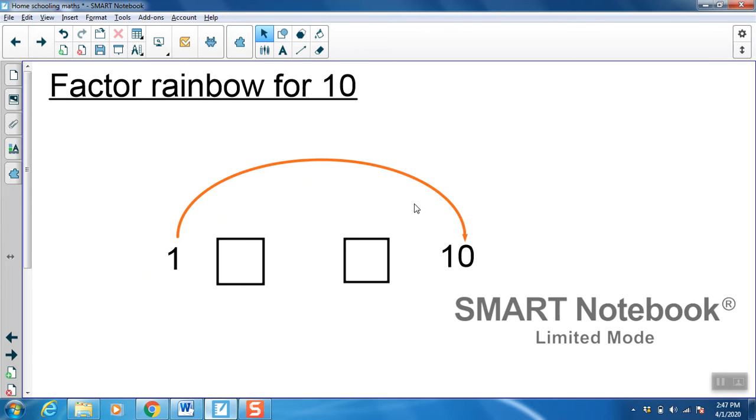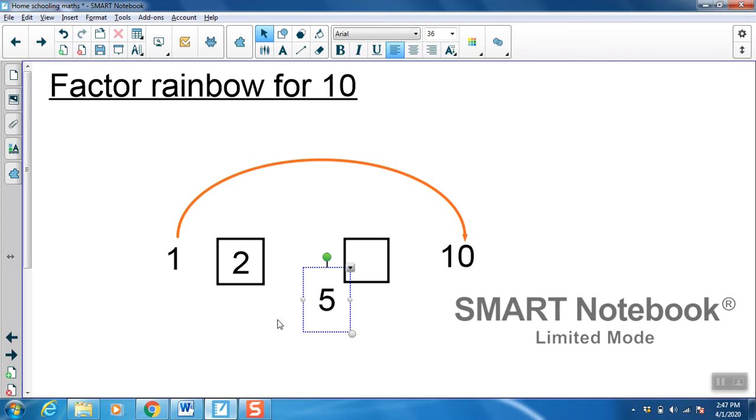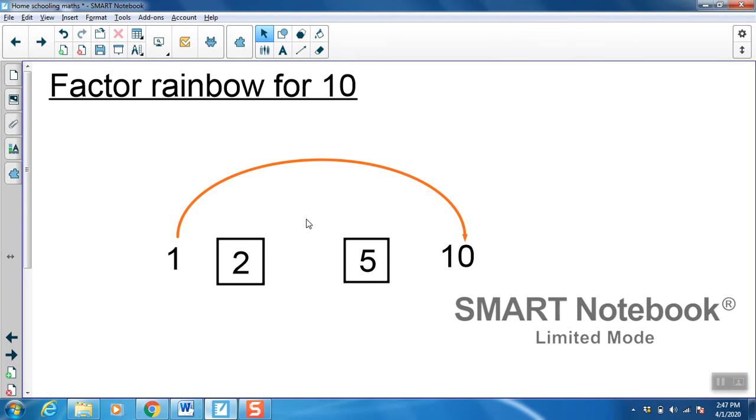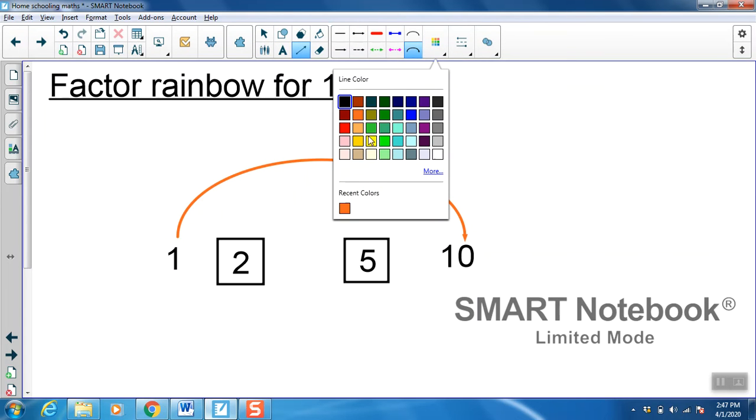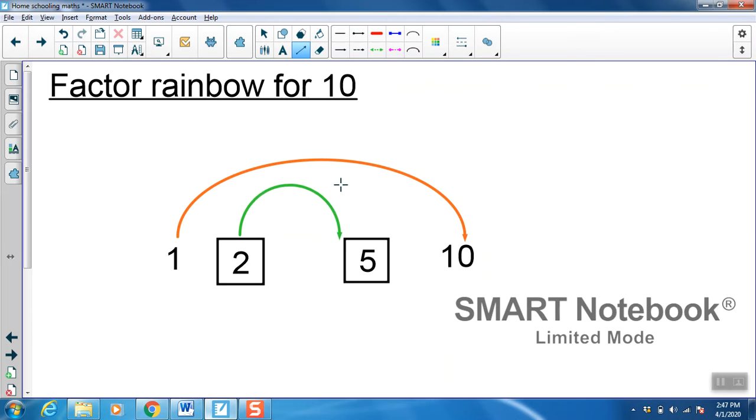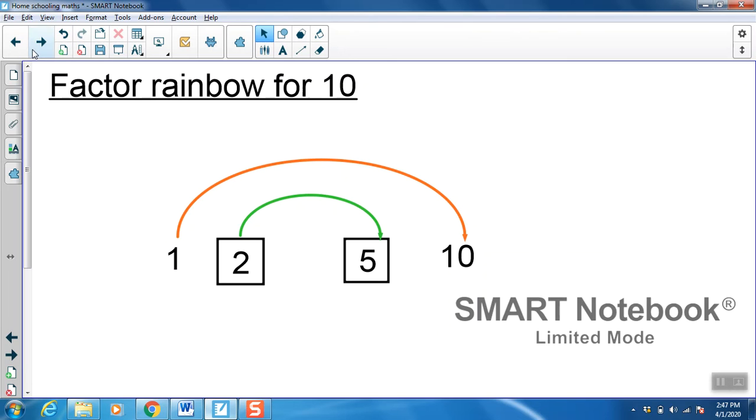3 times 4, no, that's 12. 1 times 9, no, that's just 9. 2 times 5, yeah, 2 times 5 makes 10. So I'm going to put a 2 in this box, and I'll put a 5 in this box, and I'm going to finish my rainbow by using a nice line here. I'll give it a bit of colour as well, and there we go. Factor rainbow for 10. Nice and easy.